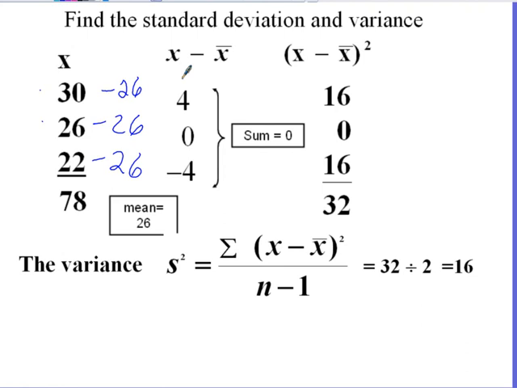The sum of these is 0, but you don't want to add them up right now anyway. You want to square them to get 16, 0, 16, add them up, and there's your 32. That's the number that you're going to use right here in the numerator.